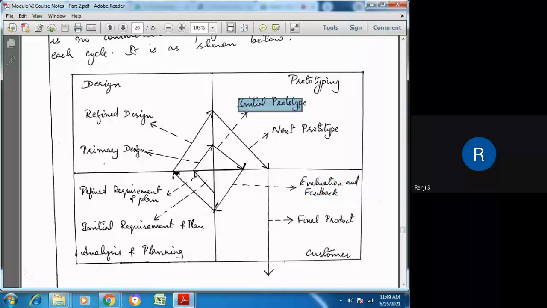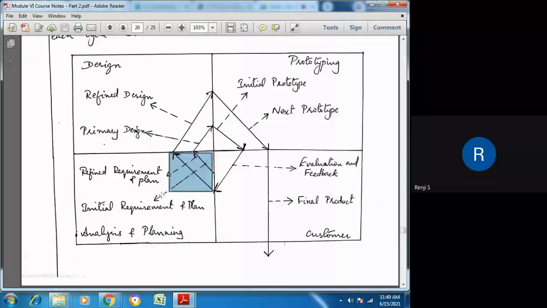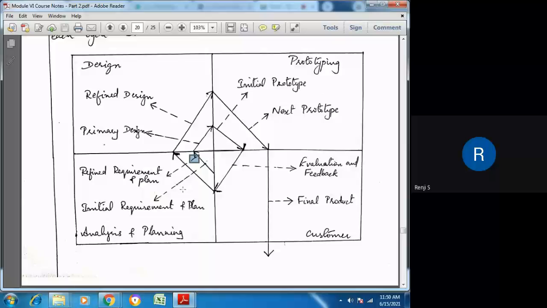Now next the loop starts again. Here you have the second loop, where the refined requirements and plan... Sorry, this figure, this line starts from here. This is not needed. This is the refined requirements and plan. Okay, this is for this particular arrow. Refining the requirements is for the second arrow. Don't draw this part. I'll upload the correct one.